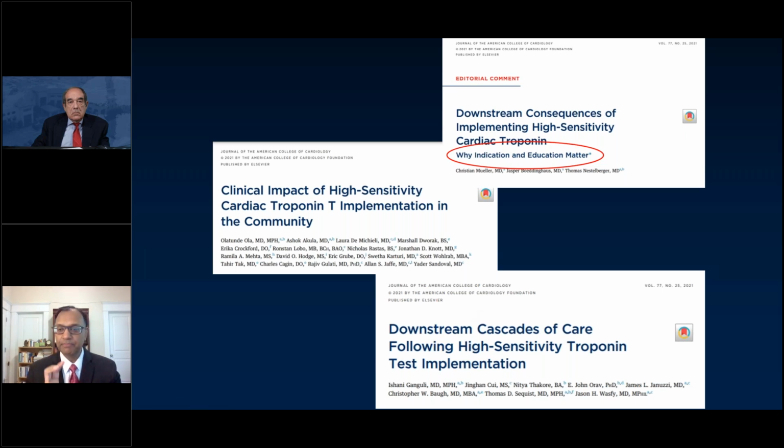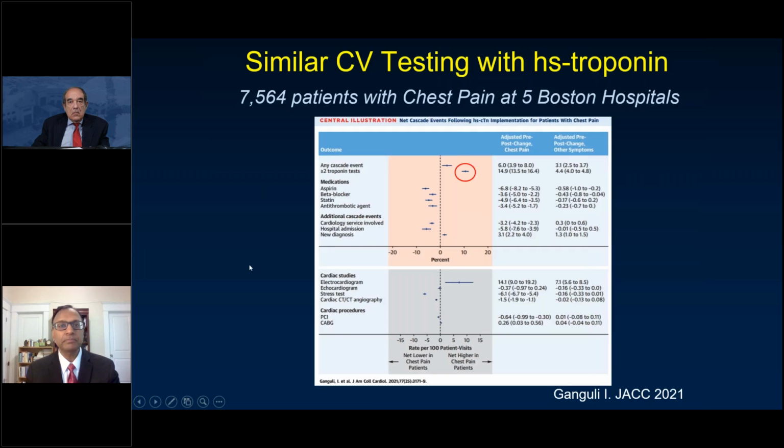This is the algorithm. We really rolled it into how you diagnose the different types of MI, non-ischemic injury, et cetera, so that on launch day, it actually went pretty smoothly, and there wasn't a huge commotion regarding what is this and how do we consult people, et cetera. So this is Ganguly's paper published in JACC that looked at 7,500 patients with chest pain at 5 Boston hospitals.